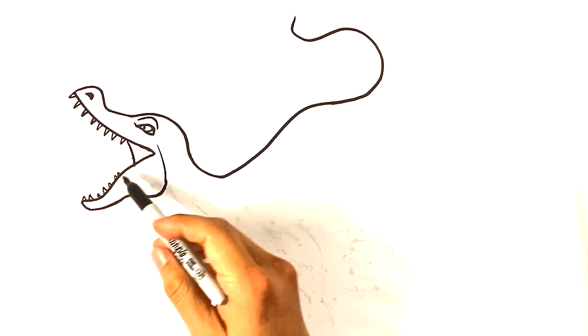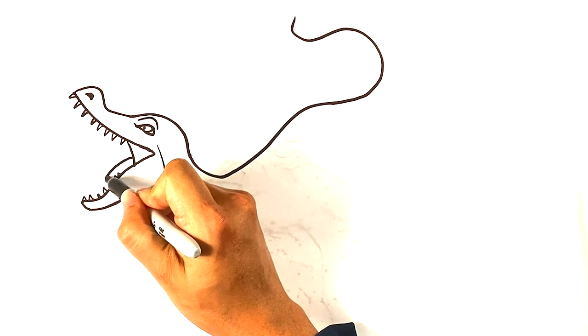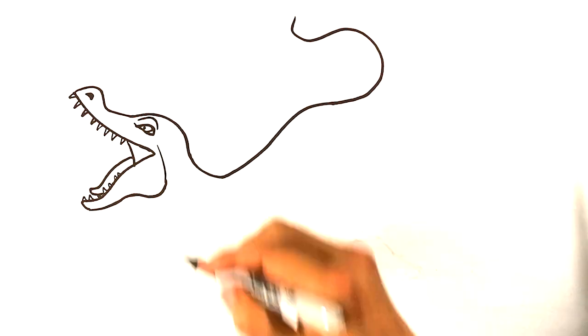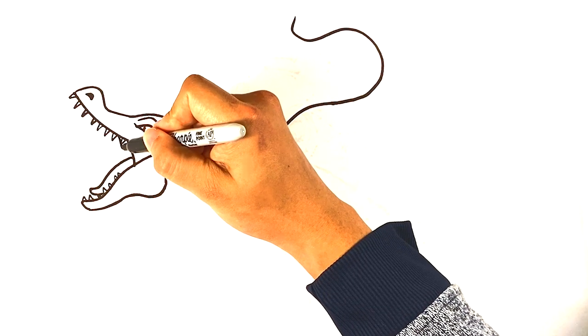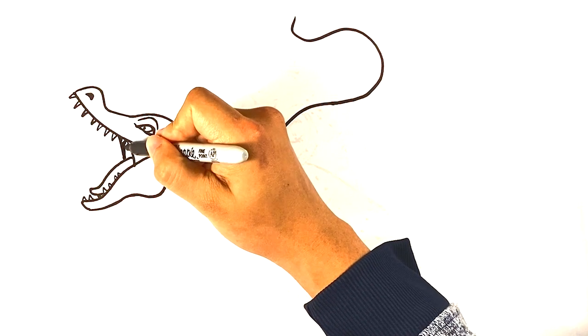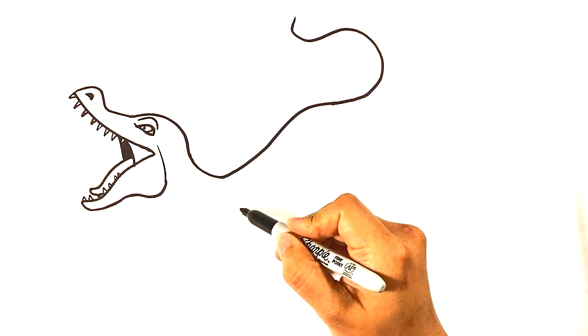Now we're going to go over here for the tongue, so we're going to make another curve. Back. Right there. And a line back here for the back portion of the mouth. We're going to fill that in. Okay. I'm gonna mark a few things right here.